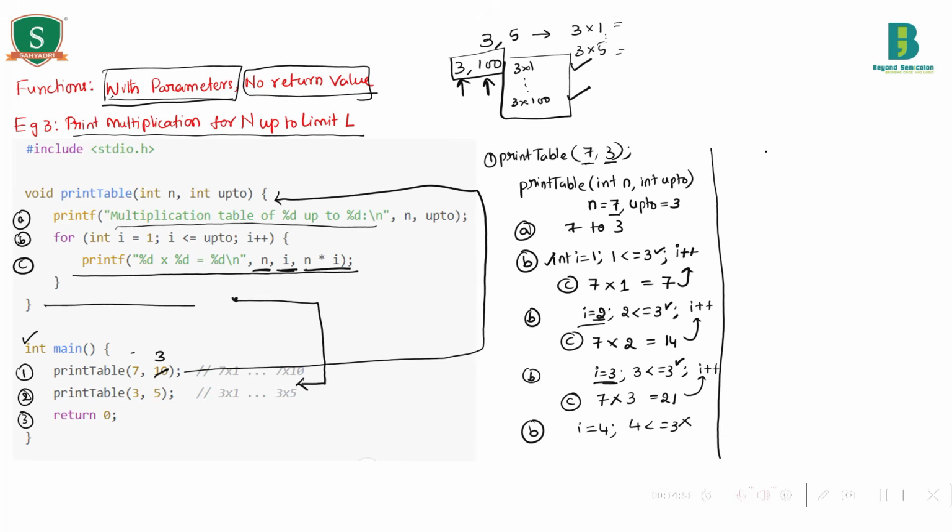If you look at the second statement, again we are calling the function print table 3, 5. Here, carefully observe, we are calling the function print table again, and it has two parameters, int n and int upto.